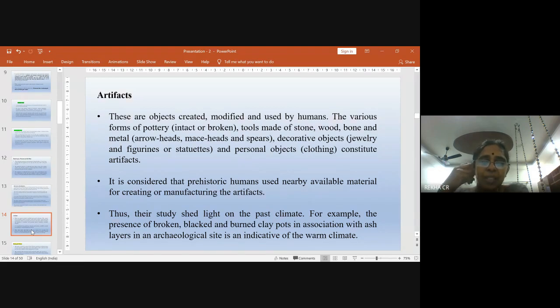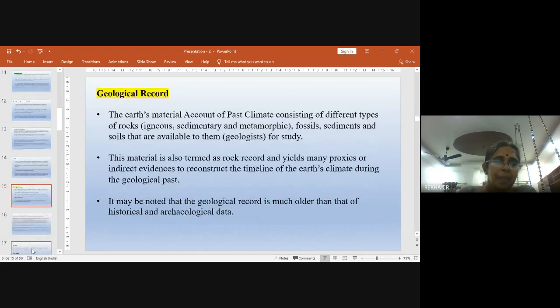So the presence of broken, black, and burned clay pots in association with ash layers at an archaeological site indicates the warm climate earlier in the past. So these were some of the evidences of the archaeological record. So next, coming to the geological record.